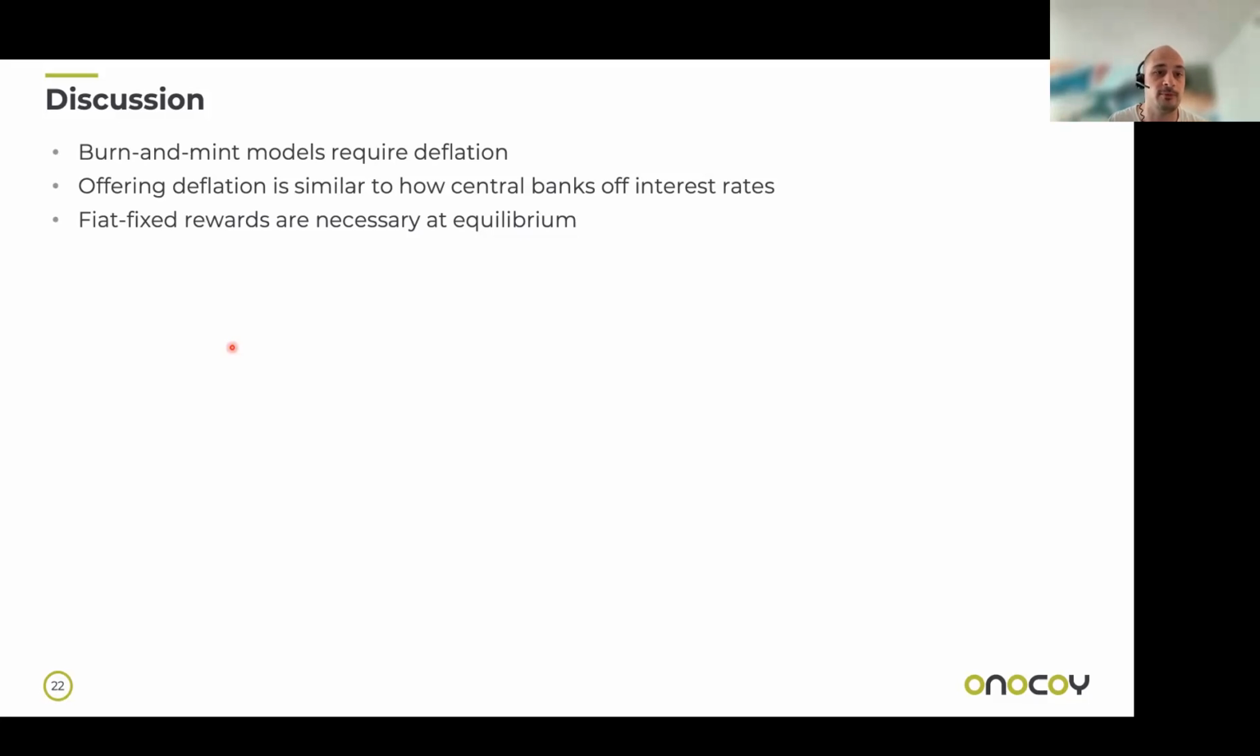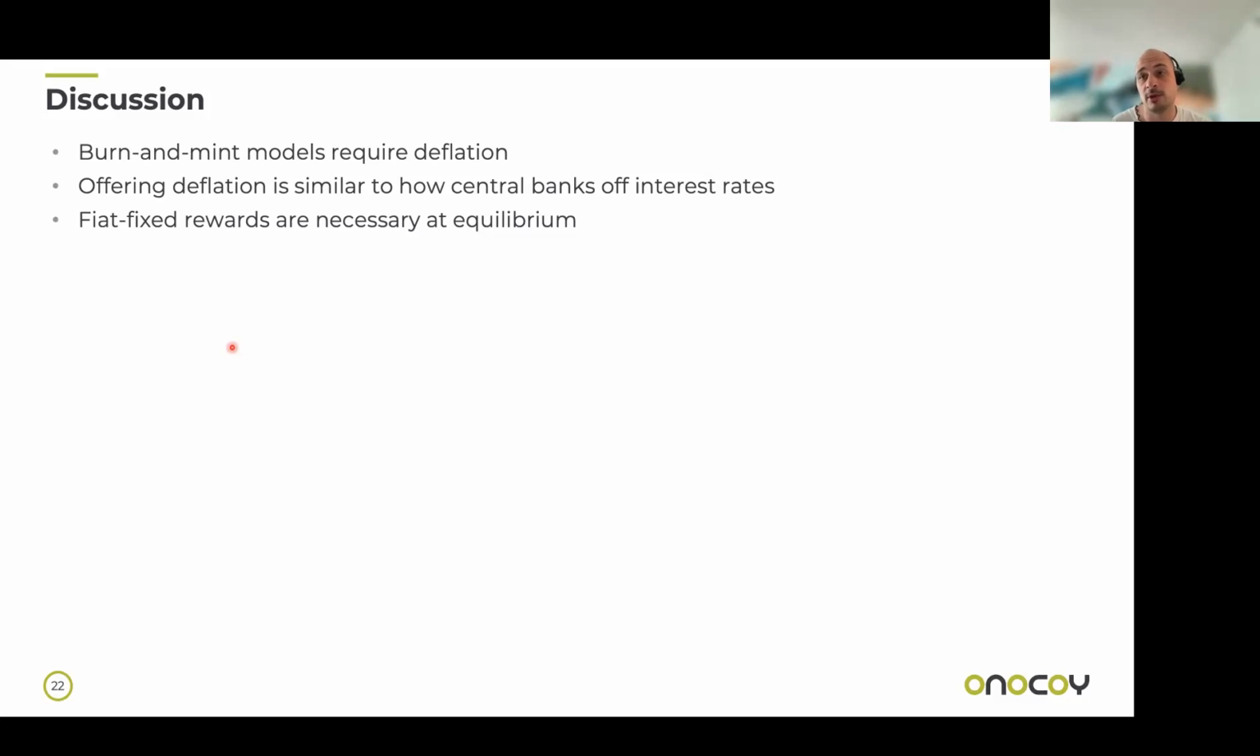And then the final thing, fiat fixed rewards are really necessary at equilibrium. Sure, at the beginning, you could jumpstart the economy without fixing your fiat rewards and do something a little bit different, maybe overpaying your initial contributors, because in a sense they're taking a risk. They're also, in a sense, investors. But eventually, you're going to have to move towards fiat fixed rewards.